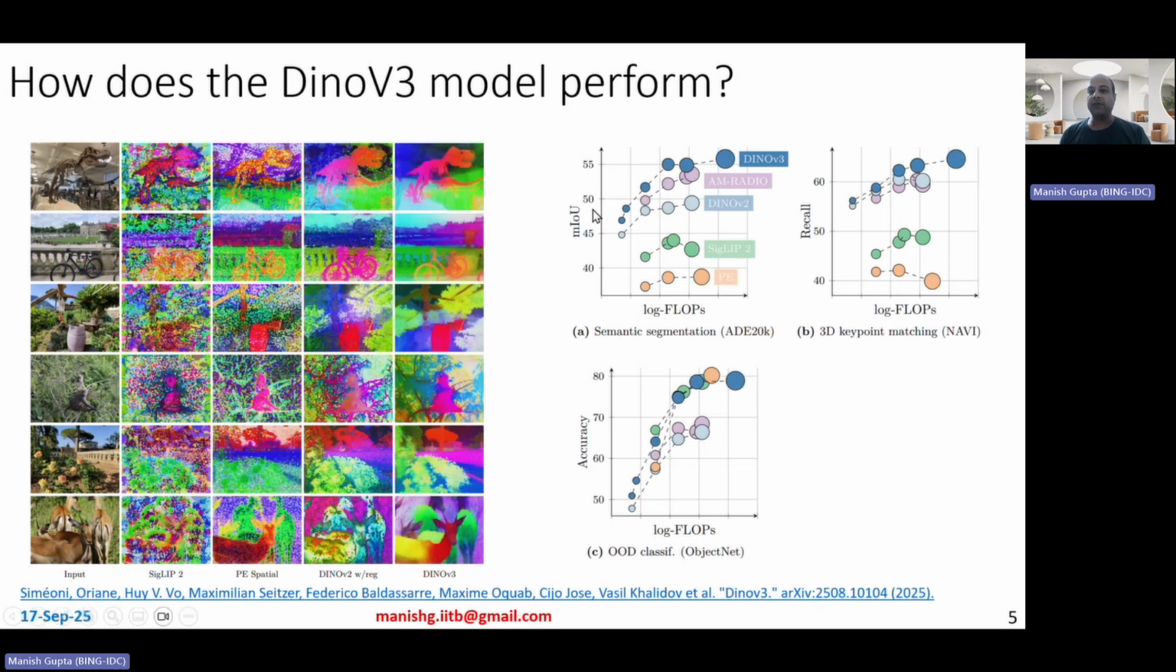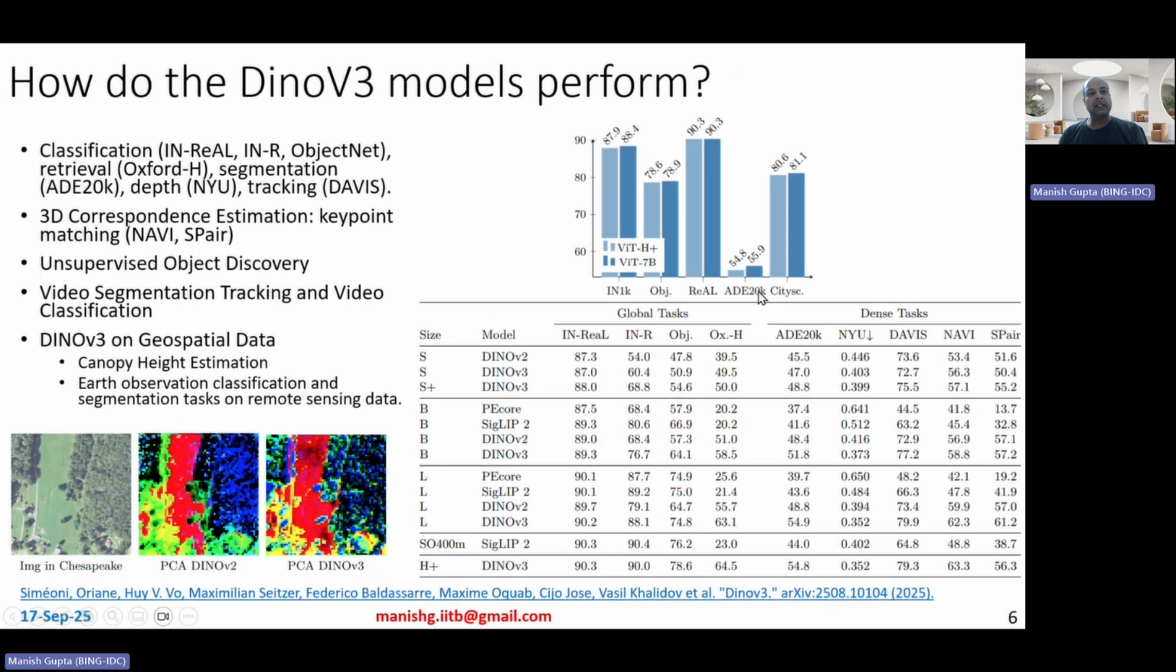Now, also, if you look at various dense level tasks like semantic segmentation, 3D keypoint matching, or out of domain classification, you observe that the DinoV3 family of models is much better in terms of accuracy compared to other families of models like DinoV2 or perception encoder or SigLIP2 and so on. Essentially that holds across different model sizes. And they have done comparisons across several tasks in the paper. There are tens of pages showing results tables of this kind.